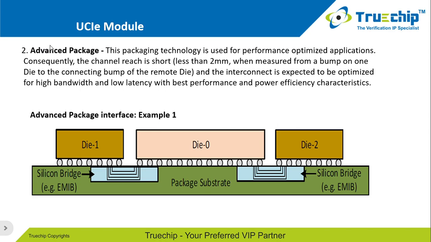And the second package, which is advanced package, this packaging technology is used for performance optimized applications. Consequently, the channel reach is short and the interconnect is expected to be optimized for high bandwidth and low latency with best performance and power efficiency characteristics. So here are some examples for advanced package interface.